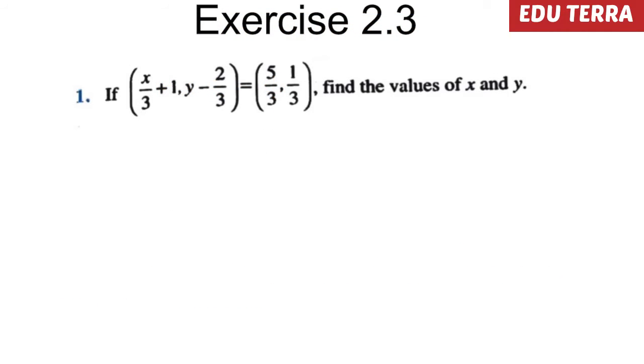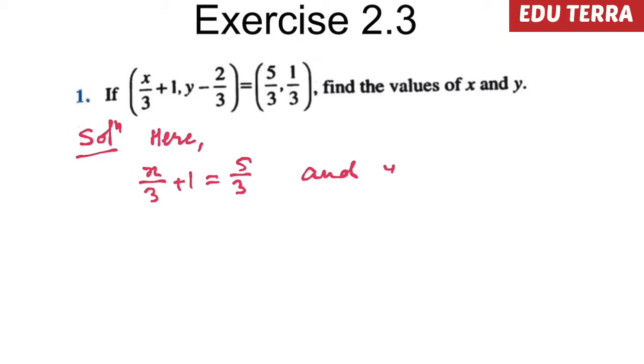Now exercise 2.3, question number 1. If (x/3 + 1, y - 2/3) equals (5/3, 1/3), find the values of x and y. See, we have been given the sign of equality, so the first elements are equal as per the important points. So x/3 + 1 equals 5/3 and y - 2/3 equals 1/3. Now you can solve it as a simple equation.